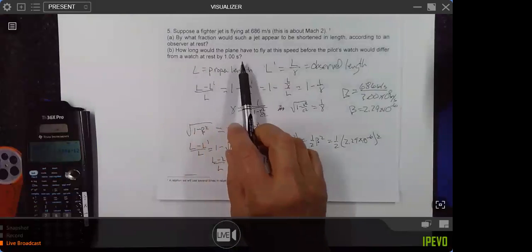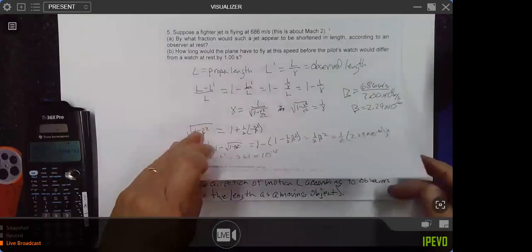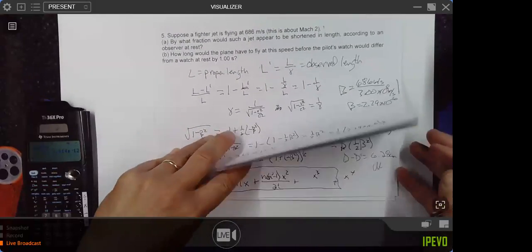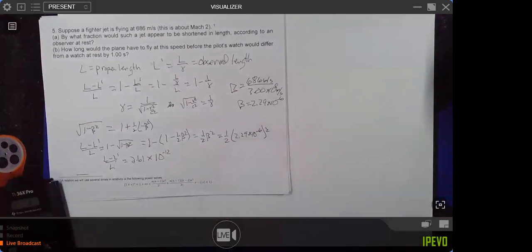Okay, how long would the plane have to fly at this speed before the pilot's watch would differ from a watch at rest by 1.00 seconds? Oh boy, okay, here we go. Need scratch paper for this, or more, anyway.